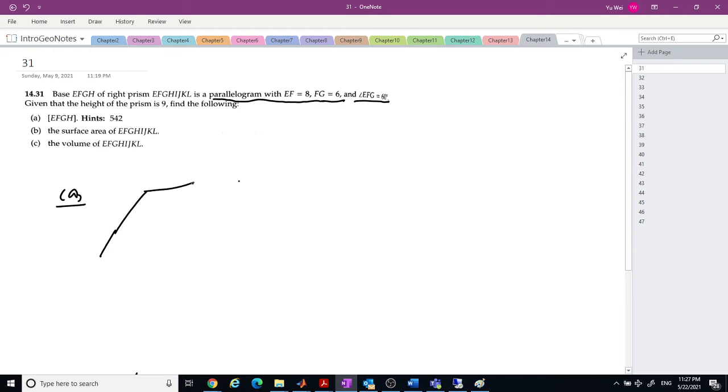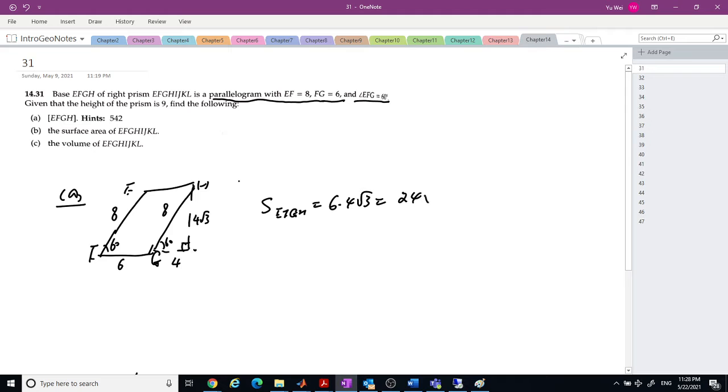So we have the parallelogram EFGH with angle EFG equal to 60 degrees. Then we have EF is 8 and FG is 6. Now we have 8 and 60 degrees, right? So we have this one is 4 and this one is 4 root 3. Now we can solve the area. The area of the EFGH is equal to 6 times 4 root 3, which is 24 root 3.